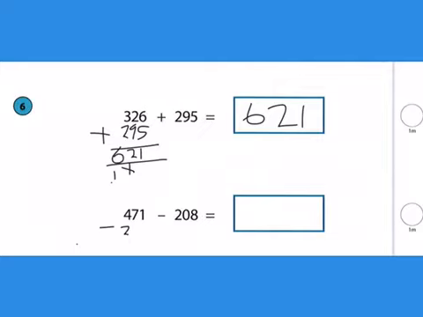471 minus 208. 1 take away 8 you can't. Change that to 60, put the 10 on there. 11 take away 8 is 3. 6 take away nothing is 6. 4 take away 2 is 2. 263.